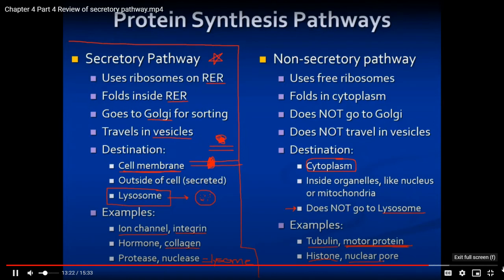Even a nuclear pore protein is going to be made in the cytoplasm, fold in the cytoplasm, and then go insert itself into the membrane of the nucleus. All right, we haven't talked about what goes on in the mitochondria yet, but there are examples like cytochrome B of proteins that have to function inside the mitochondria. So they're made on free ribosomes, fold in the cytoplasm, and then travel to the inside of the mitochondria.